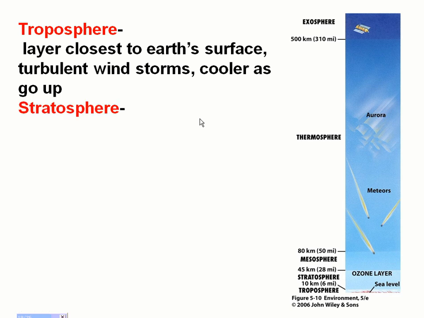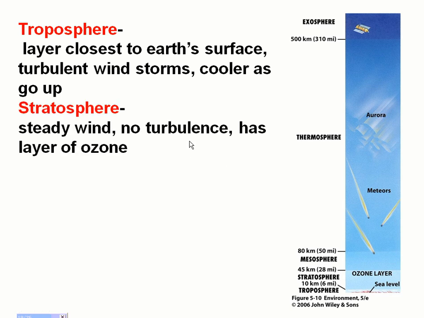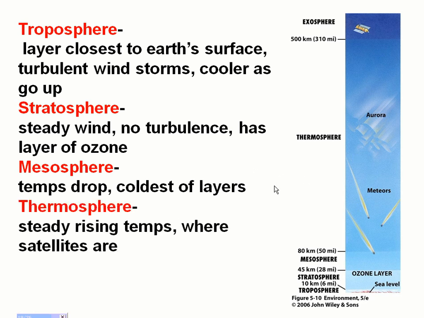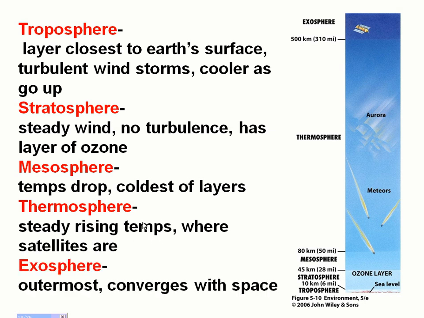We have our stratosphere, which is really important because this is where we have our ozone layer. There's no turbulence, so planes fly there. Mesosphere, the coldest of the layers. And the thermosphere, steady rising temperatures, and this is where our satellites are located. And then if we were to include the exosphere, it's the outermost and it converges with space.